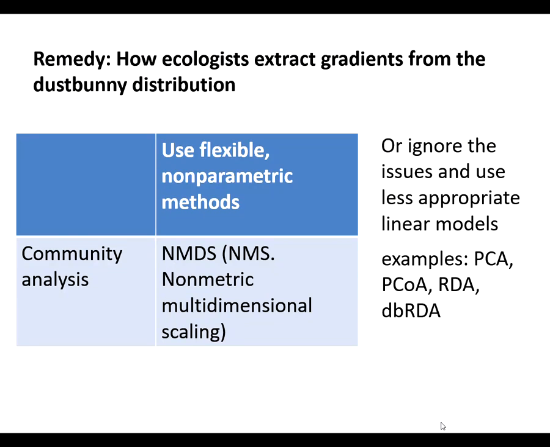Fortunately, there are some remedies. In particular, ecologists who are aware of the problems of linear models with community data often favor data summarization methods, especially non-metric multidimensional scaling, that do not require the multivariate normal distribution. Many people still try to force the data into a linear mold, with the result that it is harder to recover simple patterns from the data.